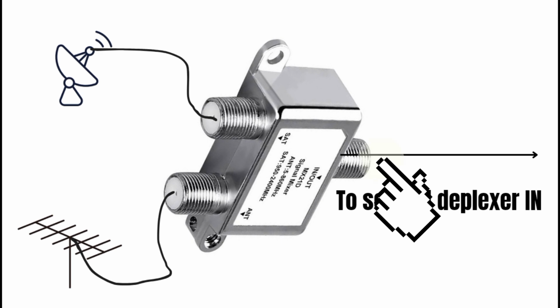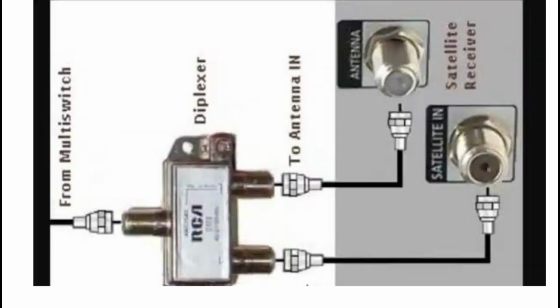Now run a single coaxial cable from the diplexer to the location where your decoders are set up. This single cable will carry both the satellite and terrestrial signals. At the decoder end, use another diplexer or splitter to separate the two signals. This ensures that each signal is directed to the appropriate device for optimal performance.